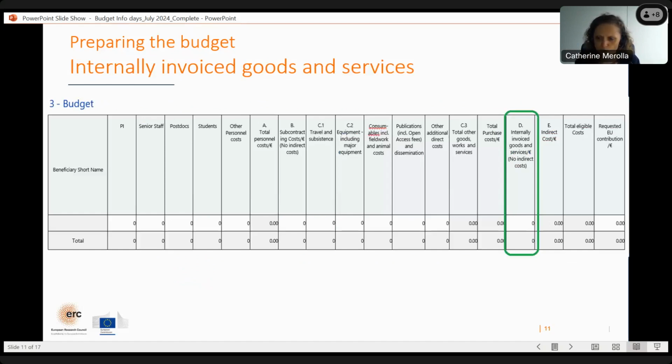Internal invoice, I don't want to spend too much time on it. It's very well explained in the annotated grant agreement if you have the case. The only thing that we want to point out here is that internal invoice means invoice between one department to another department within the same institution, okay, not with an external provider. And it qualifies only as internal invoice if the invoice is based on unit cost. Okay, but please, there is a very well explained chapter in the annotated grant agreement.